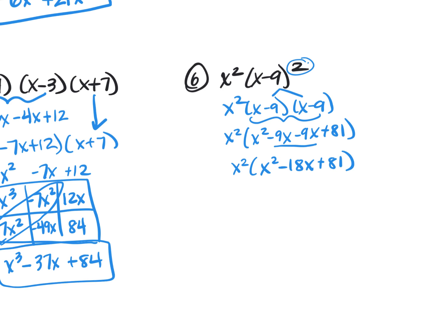Now I just need to distribute this outside x squared across that trinomial. So x squared times x squared, when you multiply exponents, you add them. So you get x to the 4th. x squared times negative 18x is negative 18x cubed. And then x squared times 81 is plus 81x squared.